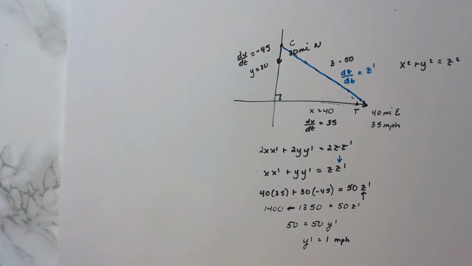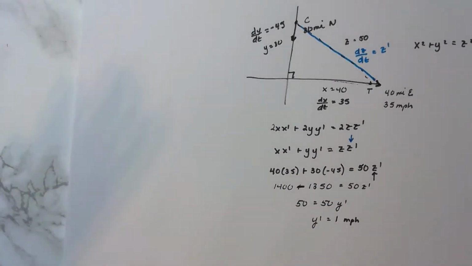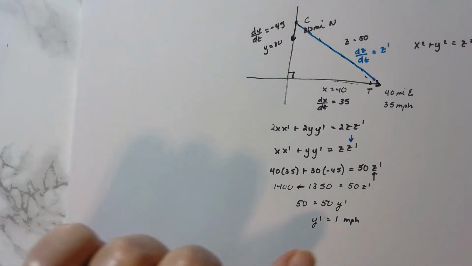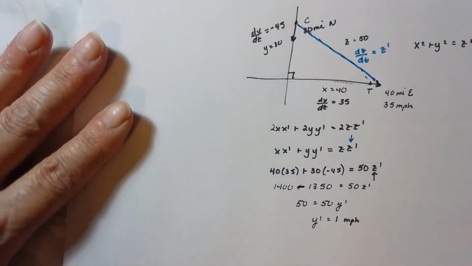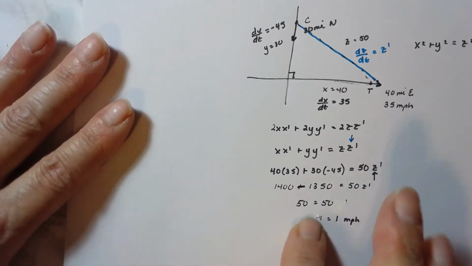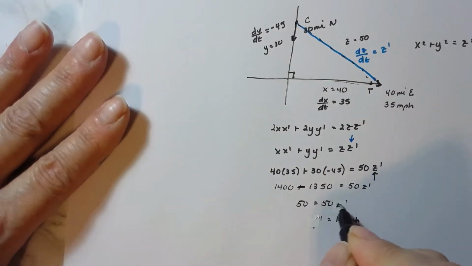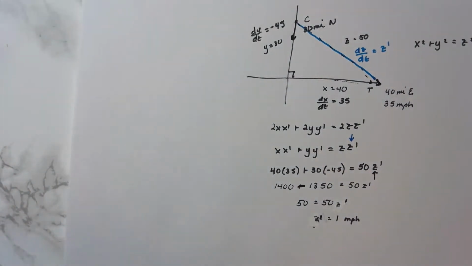So how I can describe this is I can say that at the given moment, the distance between the vehicles is increasing. How do I know it's increasing? This is positive. If this would have turned out to be a negative number, then I would know that the distance is decreasing. But anyway, sorry, I goofed up. This is z prime. So the distance between the cars is increasing at a rate of 1 mile an hour.